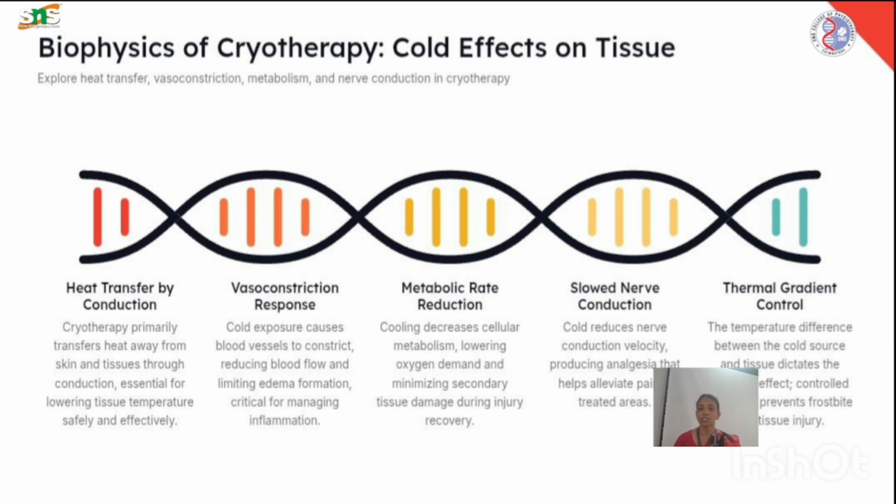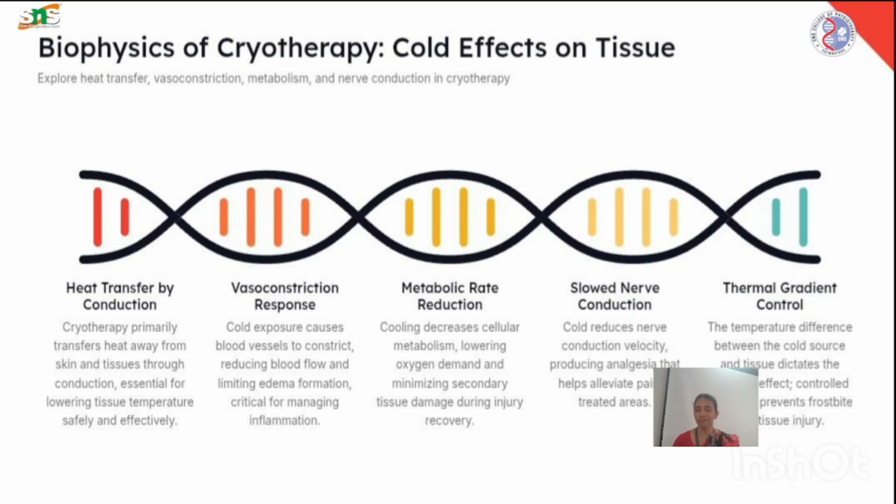The third response is metabolic rate reduction. Cooling decreases cellular metabolism, lowering oxygen demand and minimizing secondary tissue damage during injury recovery. That is the third biophysical effect. The next is slowed nerve conduction. Cold reduces nerve conduction velocity, producing analgesia that helps alleviate pain in the treated area.